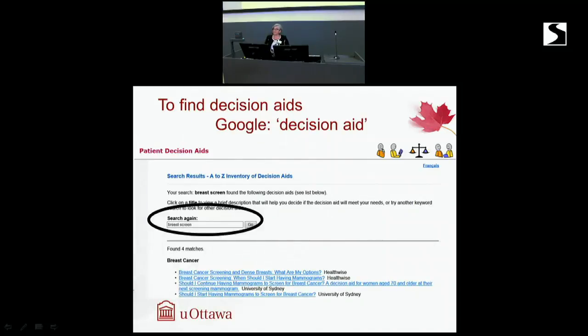If you want to find a patient decision aid, if you just Google decision aid, you can come to our website in Ottawa where we host the international inventory of decision aids. You type in a topic and you can find out what decision aids are available on that topic. There's one other inventory that Pipe Stahlmeier leads in the Netherlands, where you can go in by language, so it allows much more language options. But in the end, he links mostly over to our inventory, which you enter by English primarily.